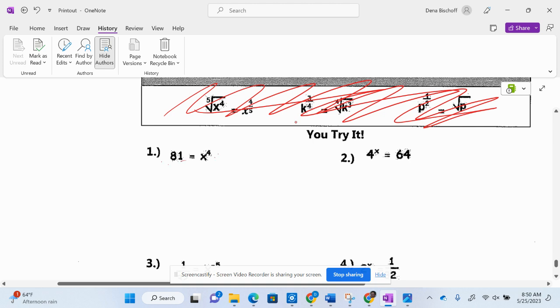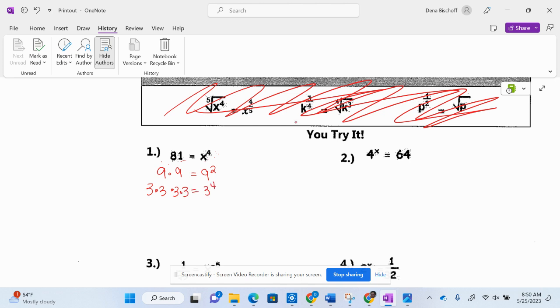So this is saying what number to the fourth power equals 81. So let's see. 81 is the same thing as 9 times 9, which equals 9 squared. But 9 is the same thing as 3 times 3, which equals 3 squared, so 81 is 3 to the fourth power. So what is x? What number did I raise to the fourth power to get to 81? 3.